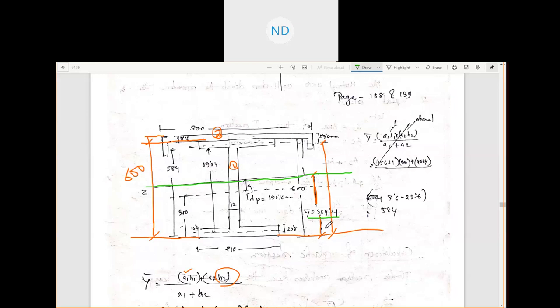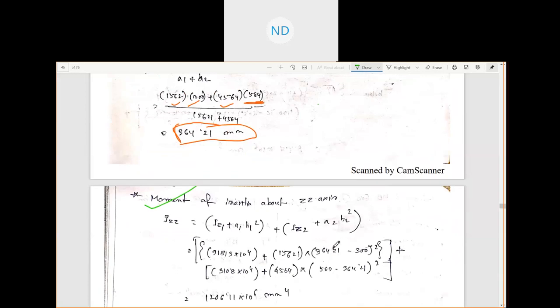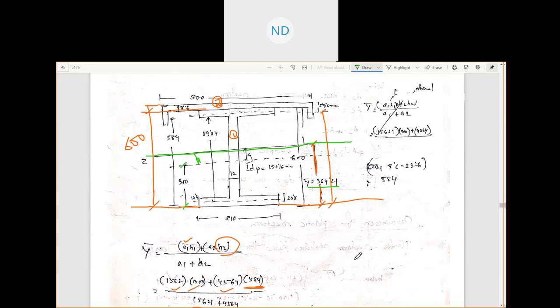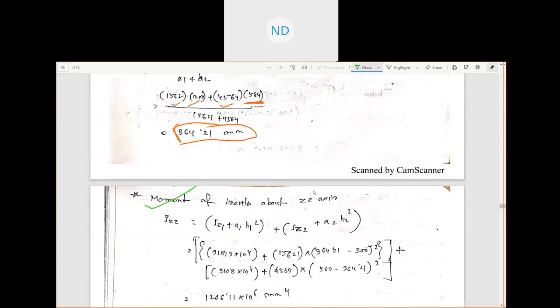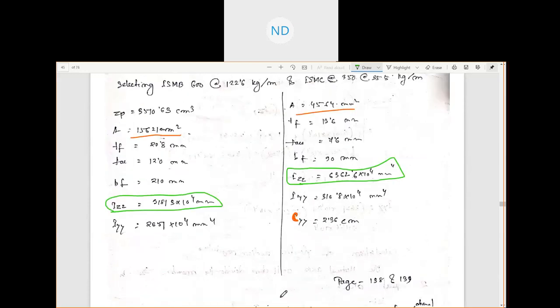If from this entire Y bar, which is the CG of the built-up member, 364.21, we subtract these 300, then we'll get this distance, which is your H for the I section. So you see here, 364.21 minus 300 will give you the distance. Plus now for this channel section, what is our formula again? IZZ plus A2H2. IZZ is 310.8 into 10 to the power 4.